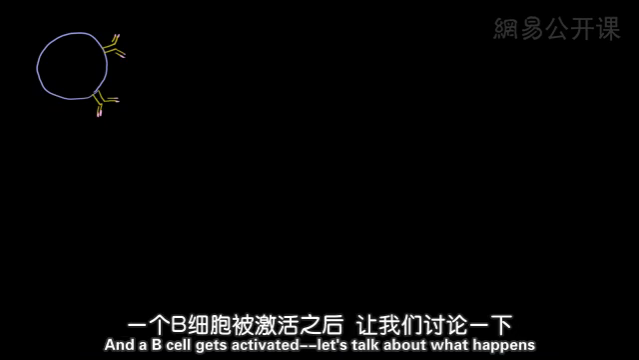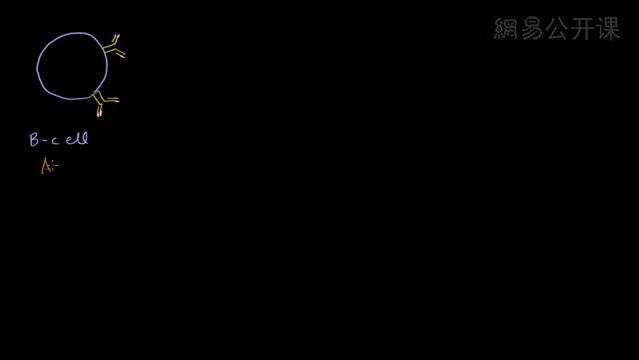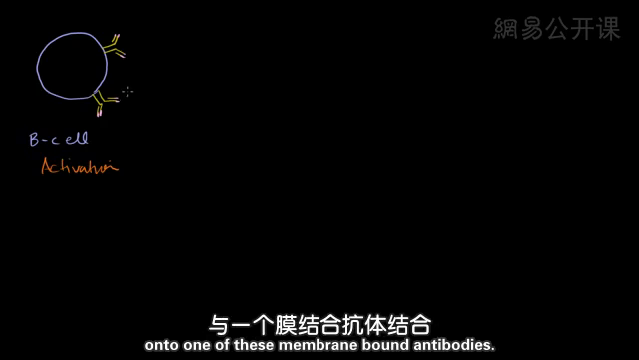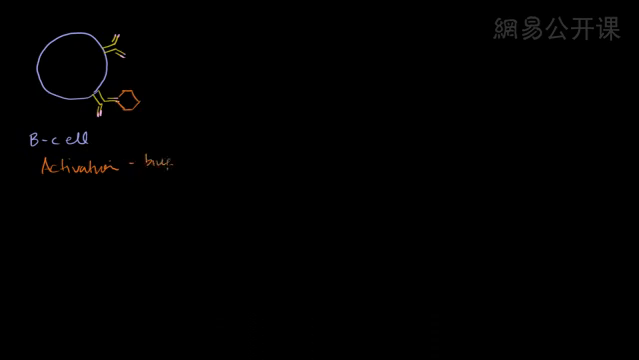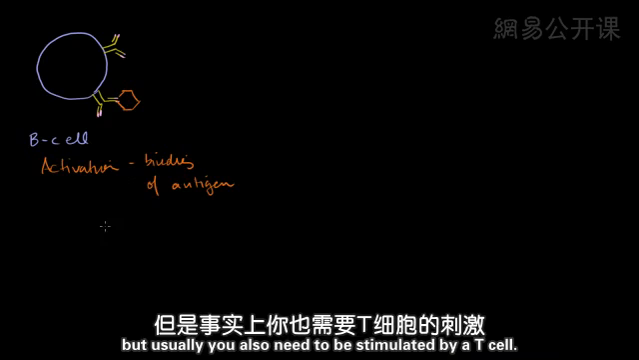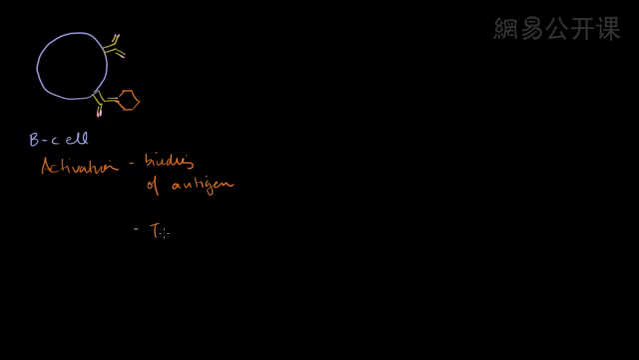And a B cell gets activated. Let me write all this down actually. So let's talk about what needs to happen for a B cell to get activated. Activation needs binding of the pathogen, or maybe we call it immunogen or antigen, onto one of these membrane-bound antibodies. But that's not all. Sometimes that's all you need, but usually you also need to be stimulated by a T cell. So helper T cell stimulation.